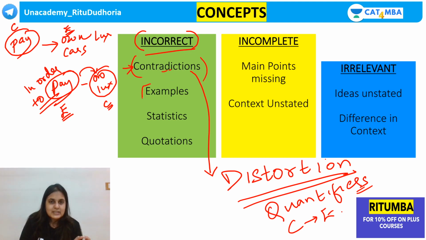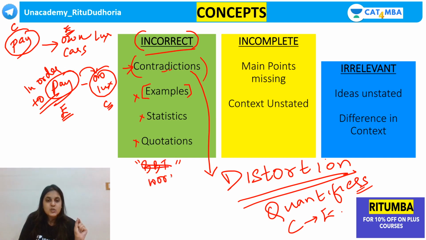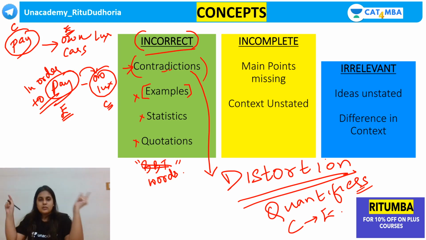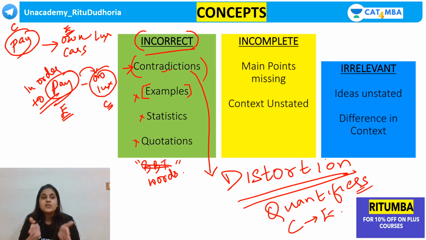An option will be considered incorrect if there are examples, statistics, and quotations. When I say quotations, I don't mean coining a new term, let's say Big Bang Theory. I mean quotations as in when you're using someone else's words. For example, the option says Mahatma Gandhi once said, and then a quotation. These quotations we should avoid in a summary. Why? Because the summary is from the author's perspective, not from somebody else's perspective.